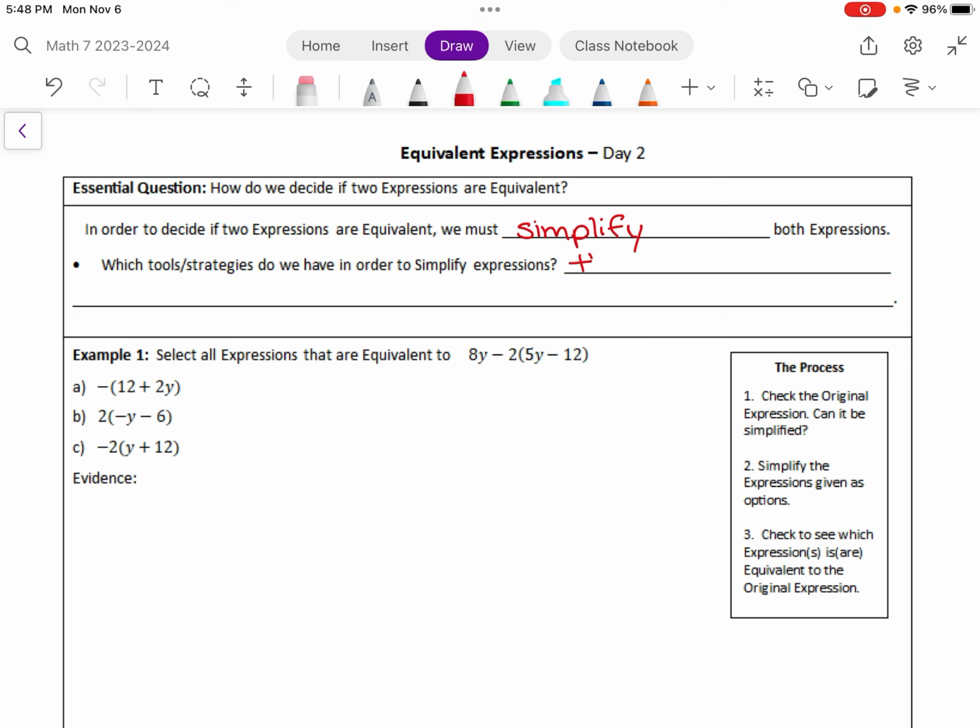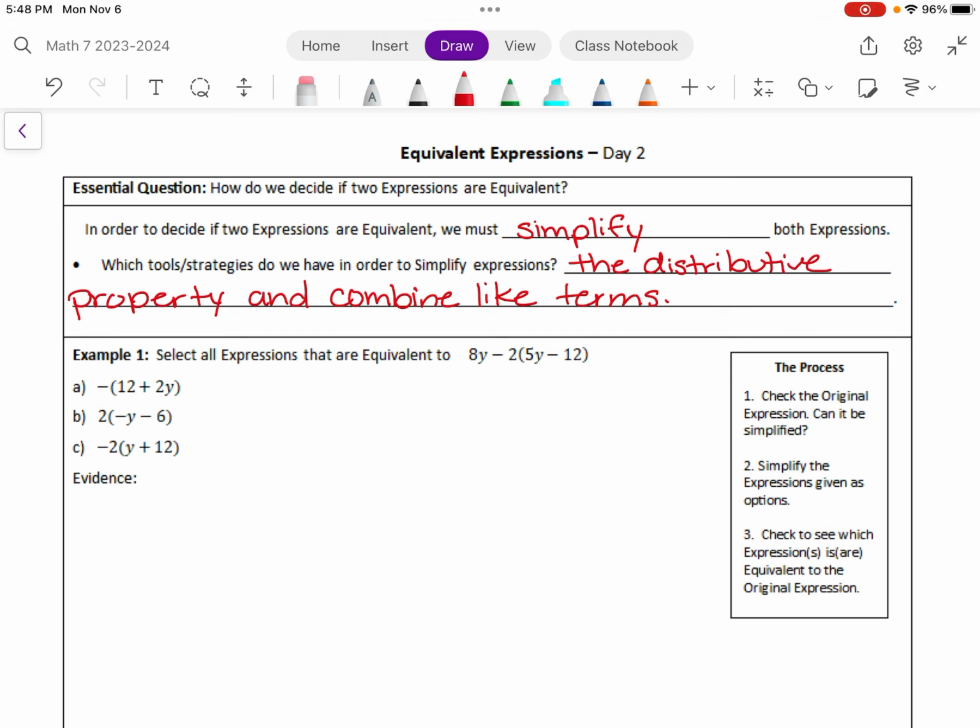That is the distributive property, and combine like terms.